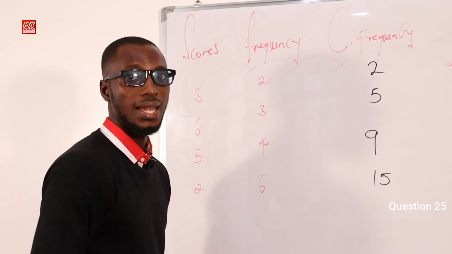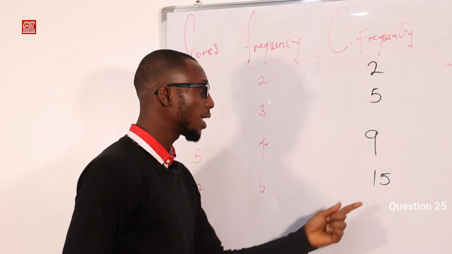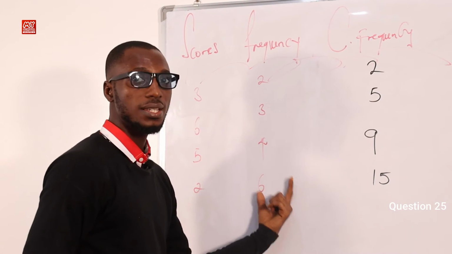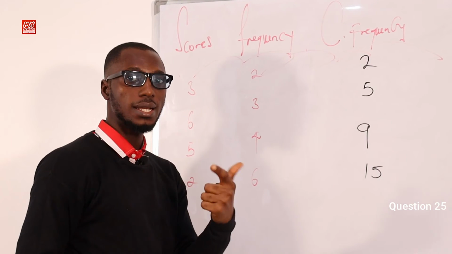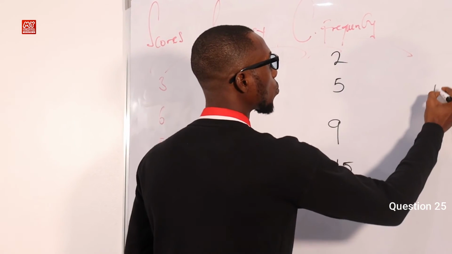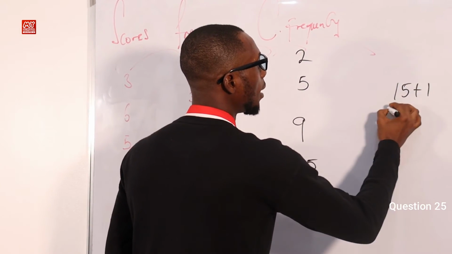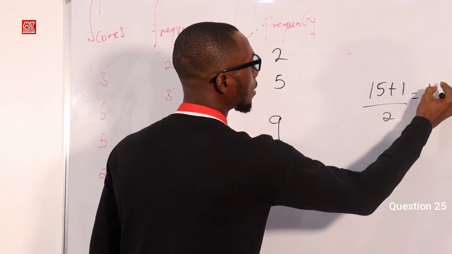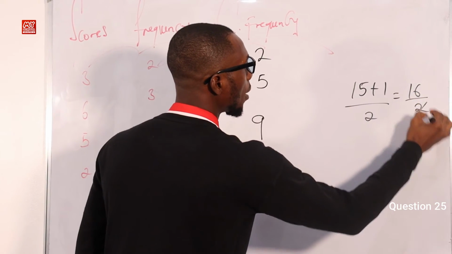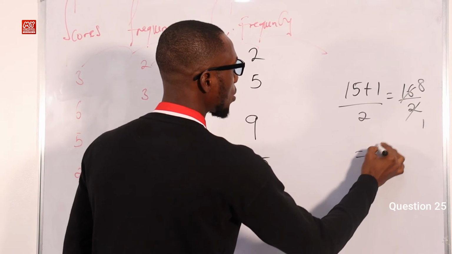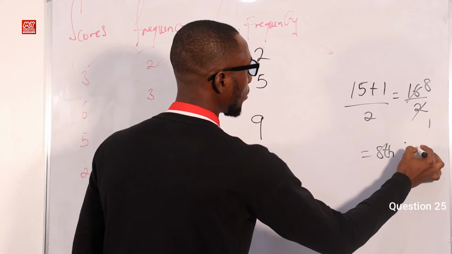For a group data like this, since the cumulative frequency, or sum total of the frequency, is 15, an odd number, you add 1. That's 15 plus 1 divided by 2, that is 16 divided by 2, here 8. So we are talking about the 8th item.